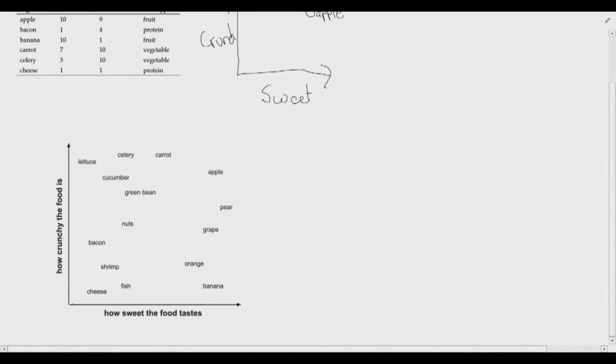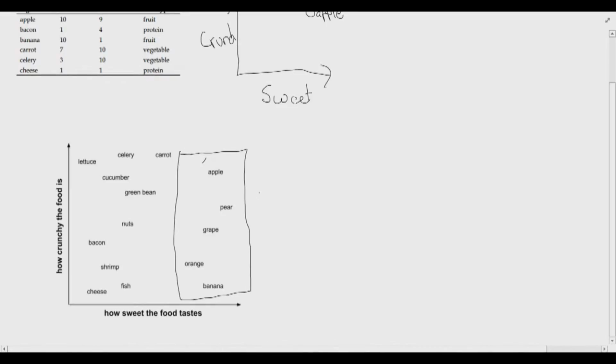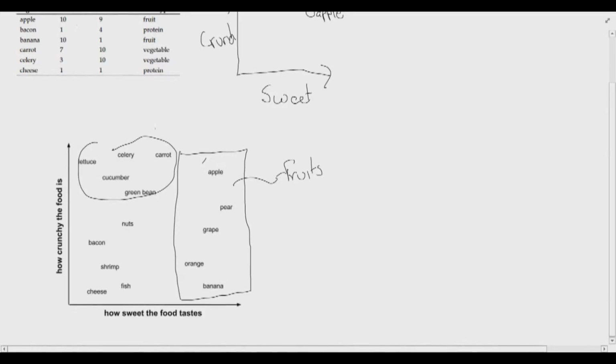We need to ensure that any dimension, so this is a two-dimensional grid, has the same order of magnitude. So this goes from 1 to 10, and this goes from 1 to 10 as well. This will be important, and I'll show you how to normalize later on. But as you can see, just based off this alone, we can see that things group together naturally. So these are all fruits. And right here, these are veggies. And here we have proteins.